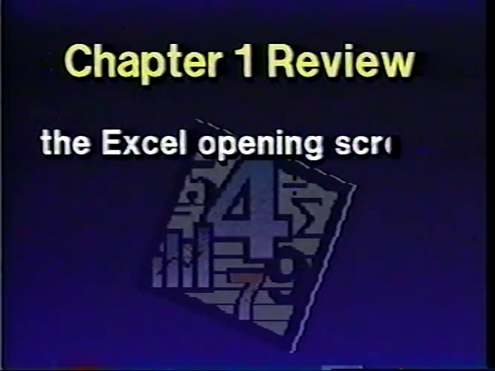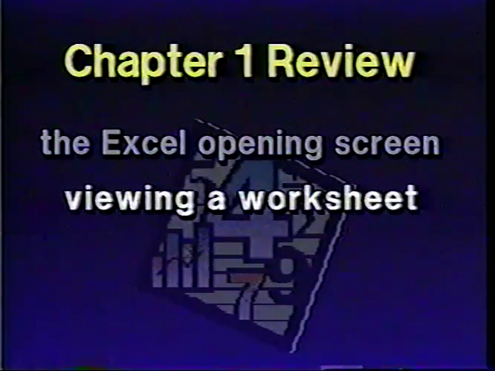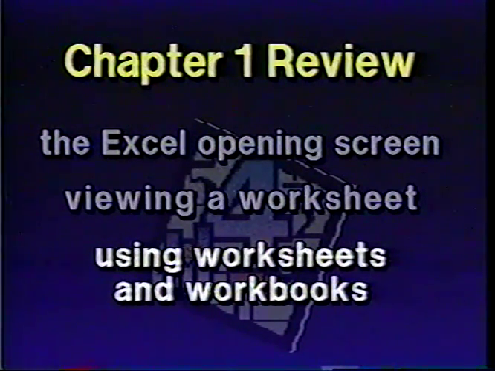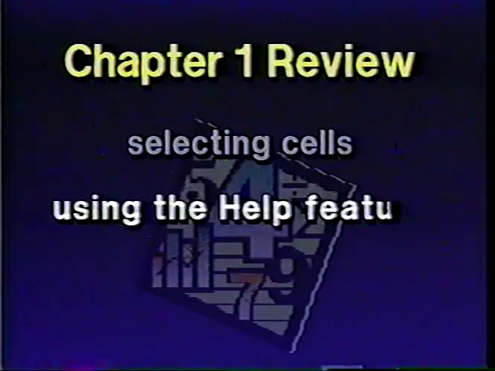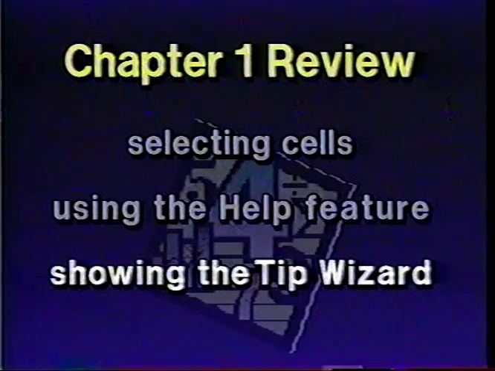In this chapter, we discussed the elements of the Excel opening screen. We also viewed a sample worksheet and discussed both workbooks and worksheets. We learned to select a single and range of cells. Finally, we displayed the Help window, viewed help topics, and discussed the Tip Wizard.